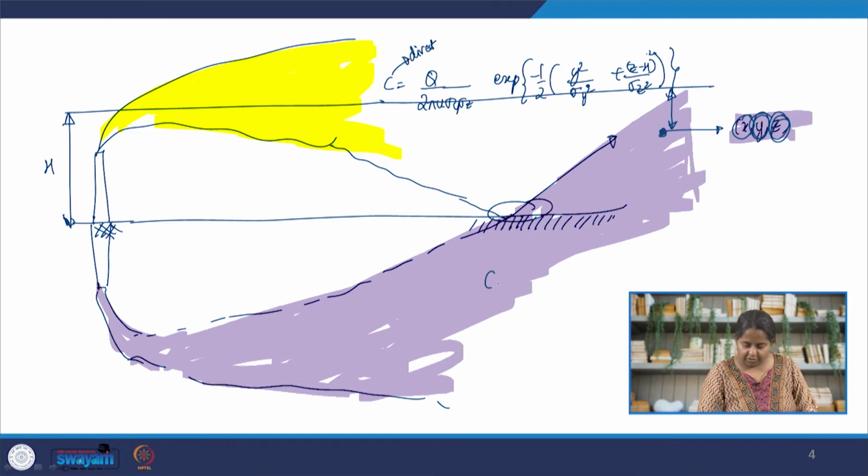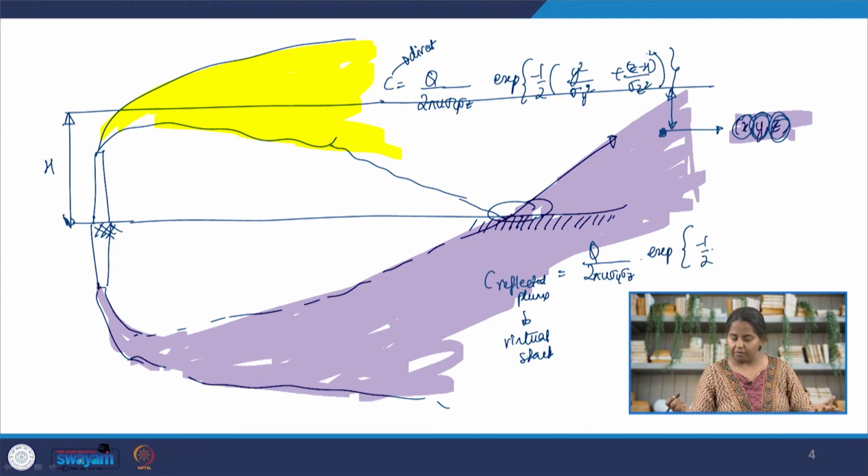Now C, due to the reflected plume or the virtual chimney, virtual stack, will be given by Q over 2 pi u sigma y sigma z, e to the power minus half, the y remains the same, so sigma y, x remains the same, so sigma y, sigma z will remain the same.